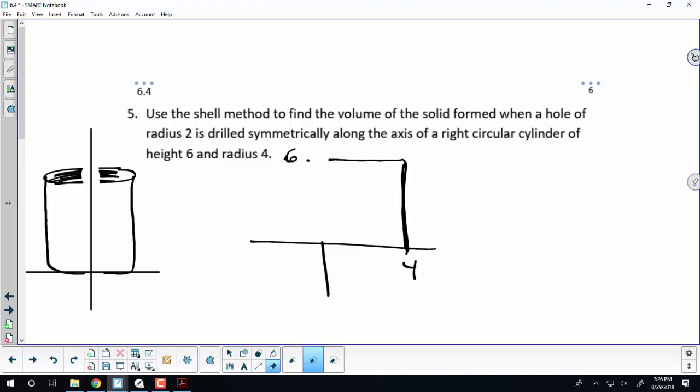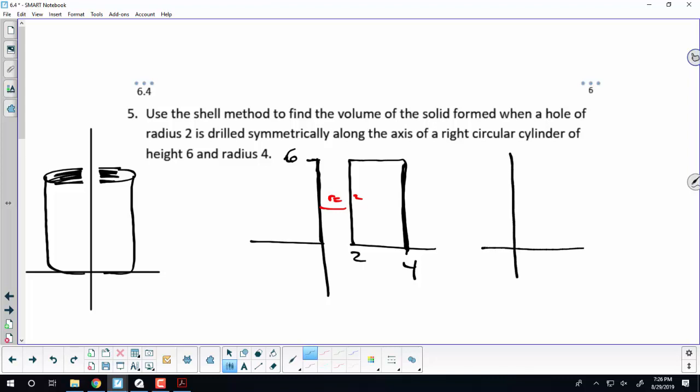So there's, well, I should have left that. We want a hole here of radius 2. So we actually want to take this with a radius equal to 2, deleted from that. So really what that equates to is taking this rectangle that's from 2 to 4 with a height of 6 and rotating that around the y-axis. Let me draw that again.